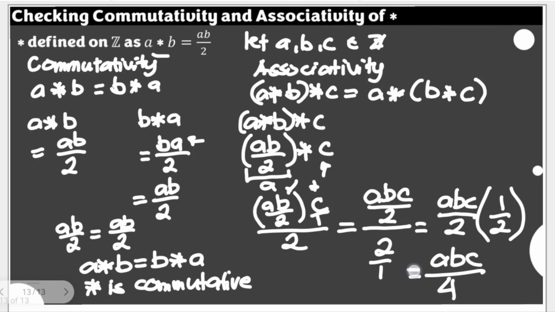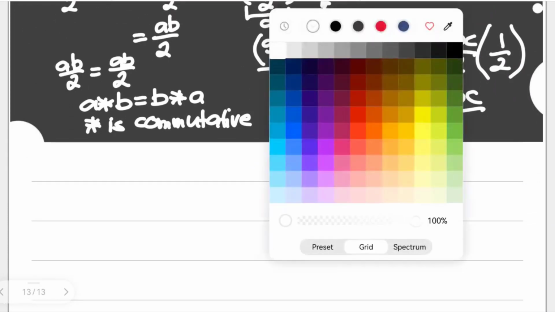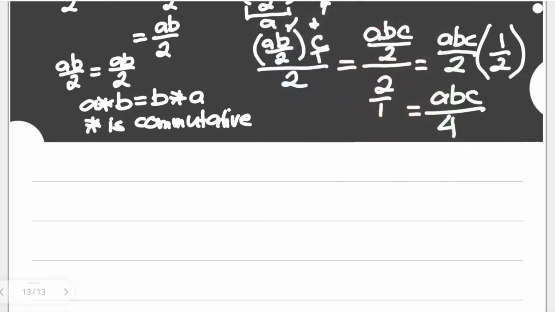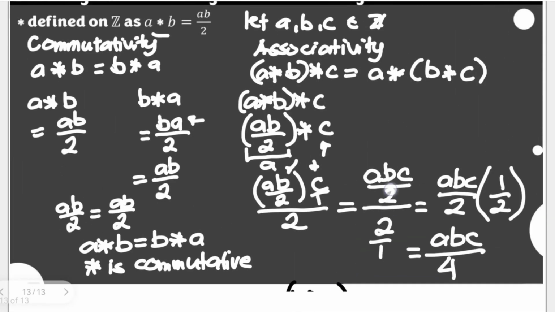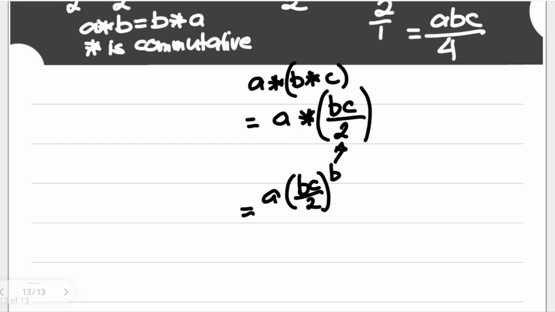Let me use the spaces here and let's find out if it's the same as A star B star C with the other grouping. Therefore, you have A star, and we operate B star C. Again, the definition is AB over 2. We multiply them, so BC over 2. And then we will be treating this as a new B. Therefore, we multiply them, A times BC over 2, all over 2.